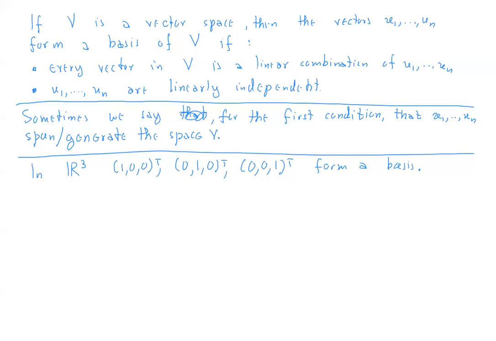Why? If I give you any vector (a, b, c), then any vector (a, b, c) can be written as a times (1, 0, 0), plus b times (0, 1, 0), plus c times (0, 0, 1). And if you ever tried to write a linear combination of them equal to 0, you would simply get all the coefficients right away to be 0.